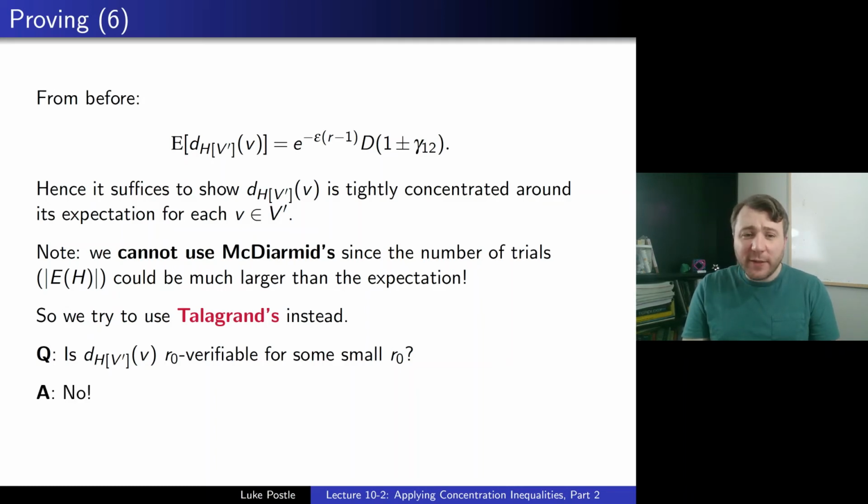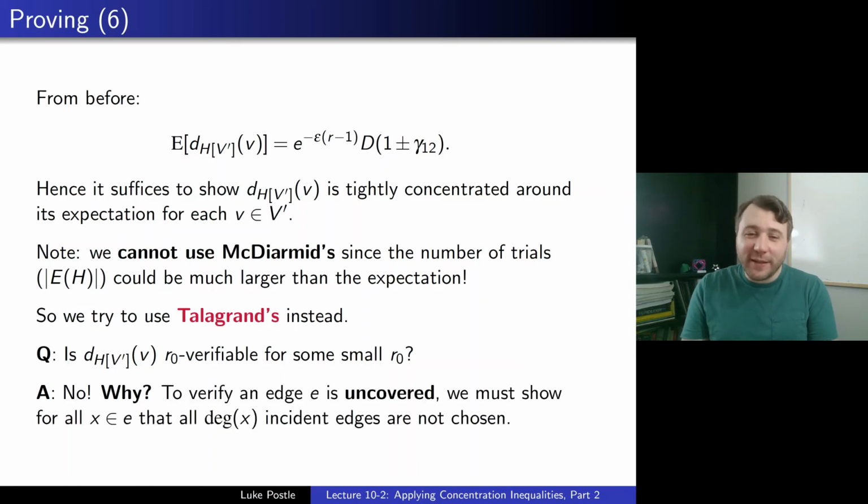So I'll tell you the answer, no, right? No. Why? So again, you might want to pause if you didn't come up with no and think about it. But it's the same answer, right? To verify an edge E is uncovered, I have to verify now, instead of a vertex, that for an edge all of its endpoints are uncovered. We have to show for all of its endpoints X in E that all degree-X incident edges are not chosen. So if you thought verifying an uncovered vertex was hard, verifying that a whole edge is uncovered is even harder. So that would be too much and that would be bad. So what do we do? What do we do? So you might want to pause and think about, what do we do?